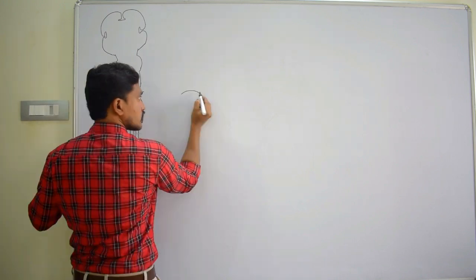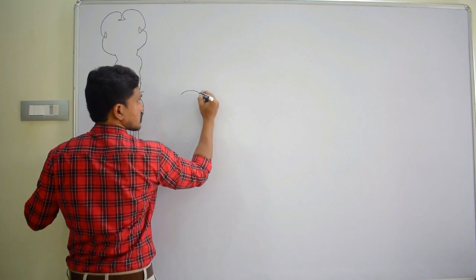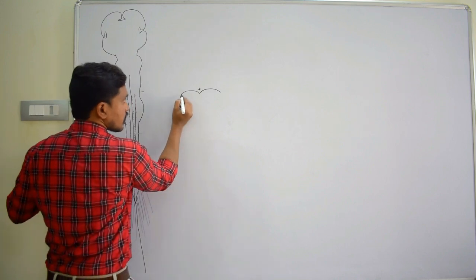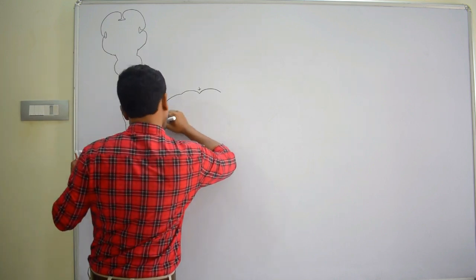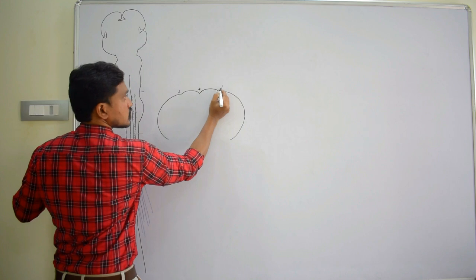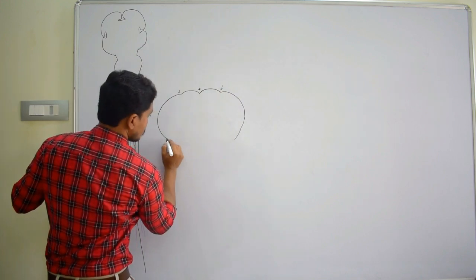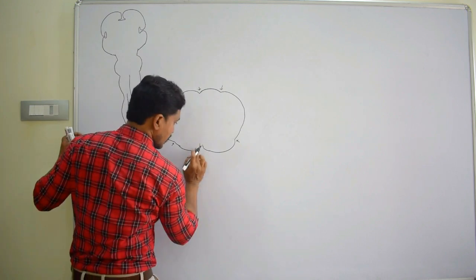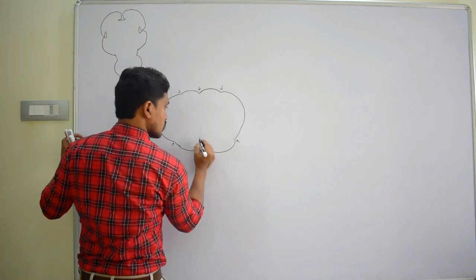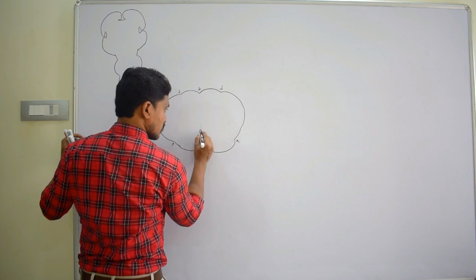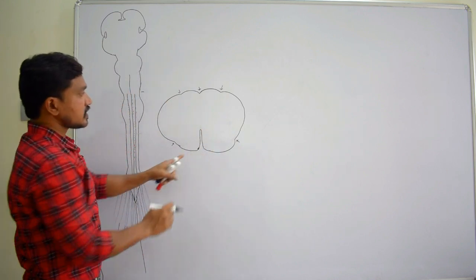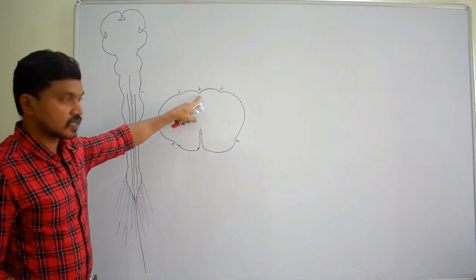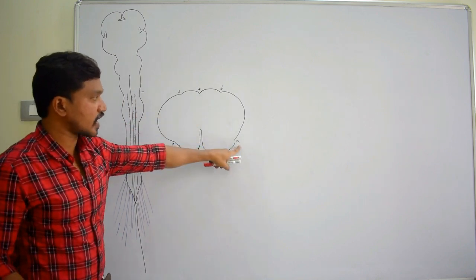Let me draw that. In the posterior part, posterior median sulcus. This sulcus is called the posterior median sulcus. Then here one more sulcus is there. This sulcus is called the posterolateral sulcus. Then in the anterior part, this sulcus is called the anterolateral sulcus. Then in the anterior most part here, it shows an indentation like a fissure. This fissure is called the anterior median fissure. This is the anterior median fissure, this is the posterior median sulcus, this is the posterolateral sulcus, this is the anterolateral sulcus.